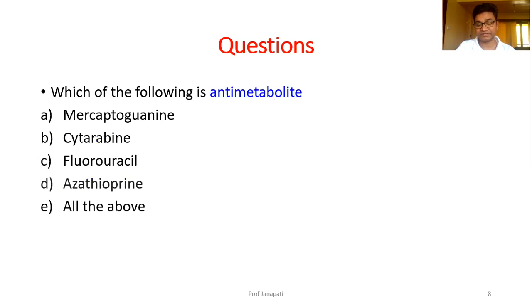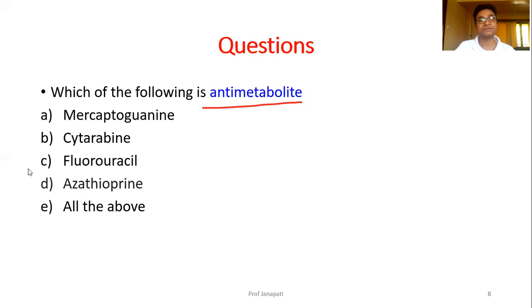Let us see some of the questions so that you can assess whether you got them correct or not. Which of the following is an anti-metabolite drug: mercaptopurine, cytarabine, fluorouracil, azathioprine, and the fifth option is all the above. Guess the answer, please. All the above is the correct answer.